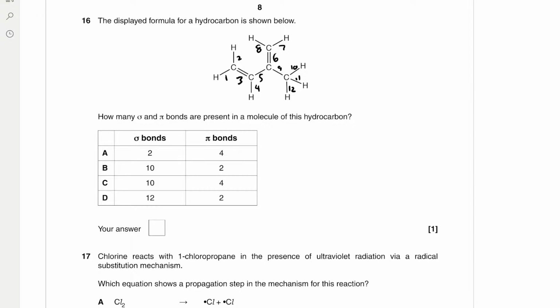So then we know straight away it must be answer D because all of these have incorrect numbers. But let's just check our number of pi bonds. In each double bond we have 1 pi bond. So that's 1, 2, and that's correct. So that gives us answer D.